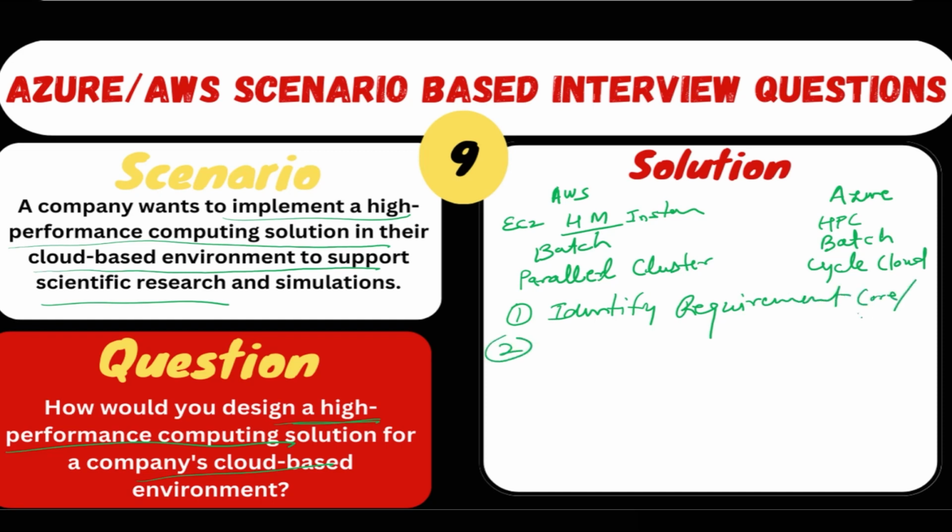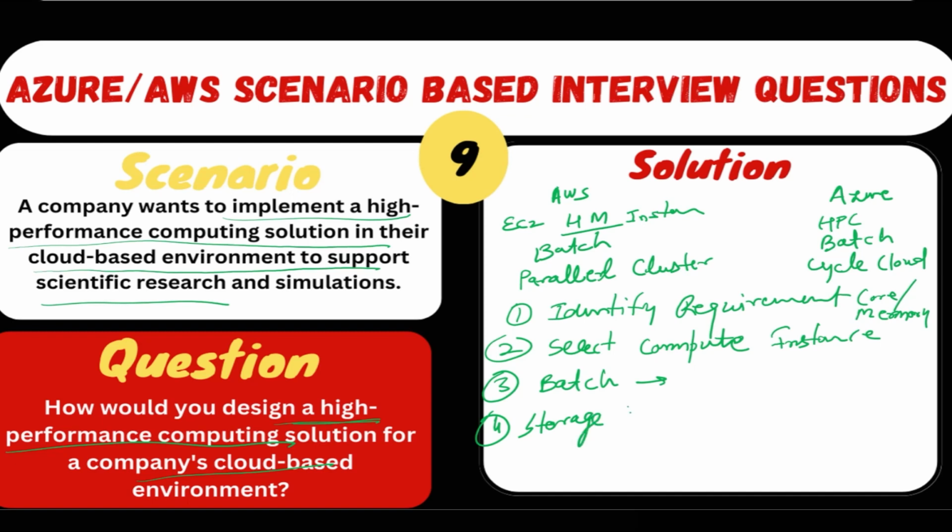Now, our first step in designing a high performance computing solution is to identify the specific requirements of the scientific research and simulation, such as how many cores and the amount of memory will be required. Once we identify the cores and memory, meaning CPU and RAM, then we will select the appropriate compute instance such as AWS EC2 high memory instance or Azure HPC virtual machine to meet these requirements.